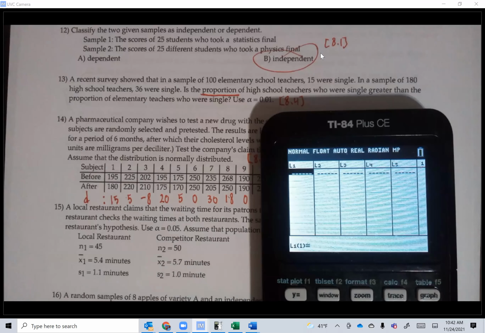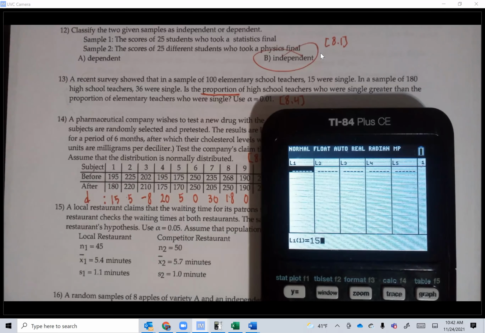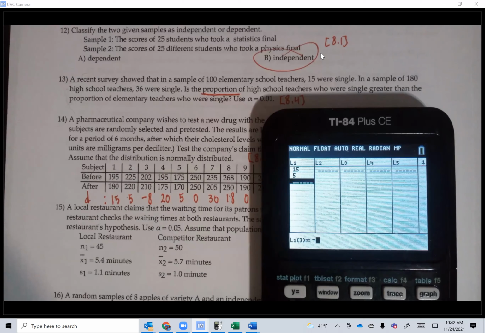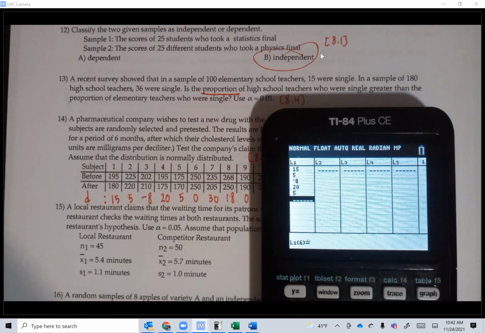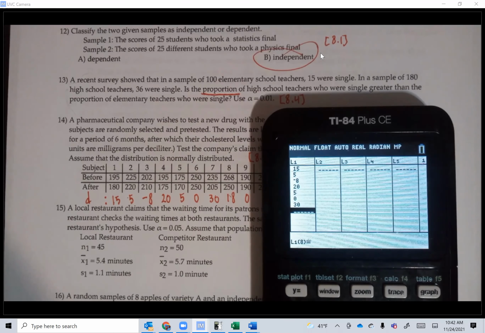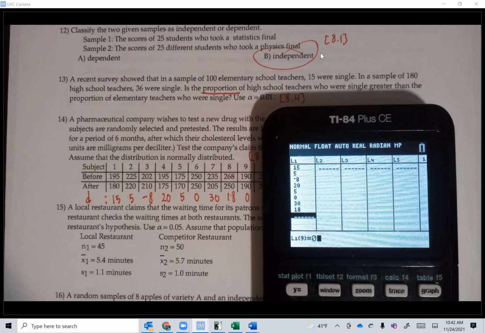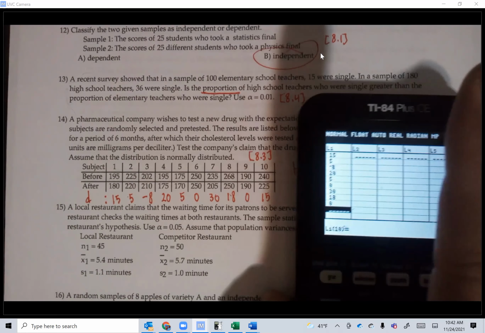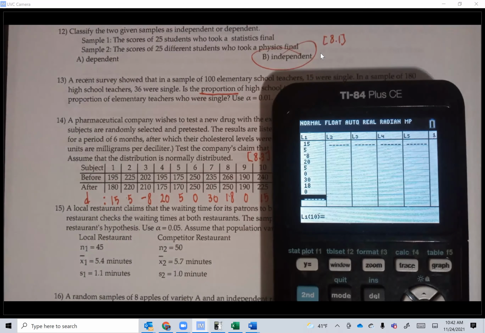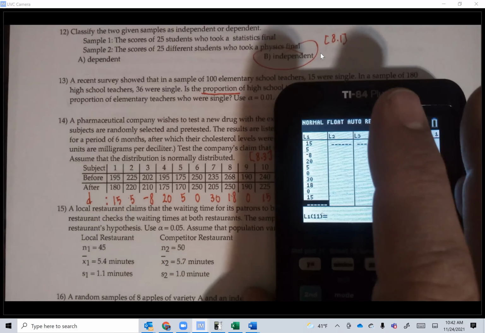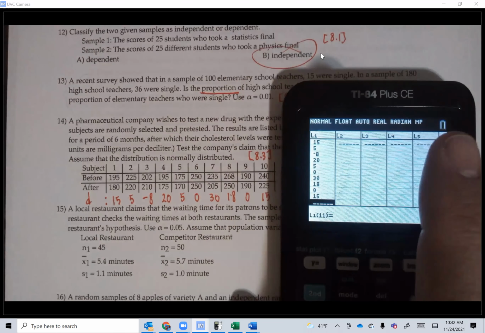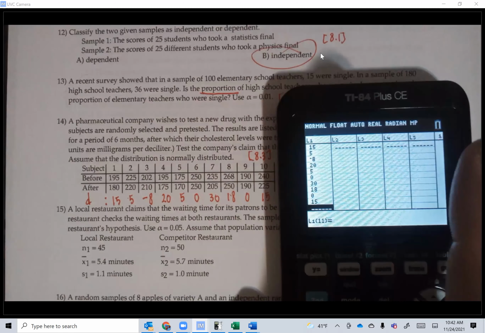Okay, I'm gonna just write them down. 15, 5, negative 8, 20, 5, 0. Don't ignore the 0. Everything gotta be entered there. 18, 0, and then 15. I don't know if the difference is substantial to say that the drug is working. We will see. Okay, and now I'm gonna run a t-test.